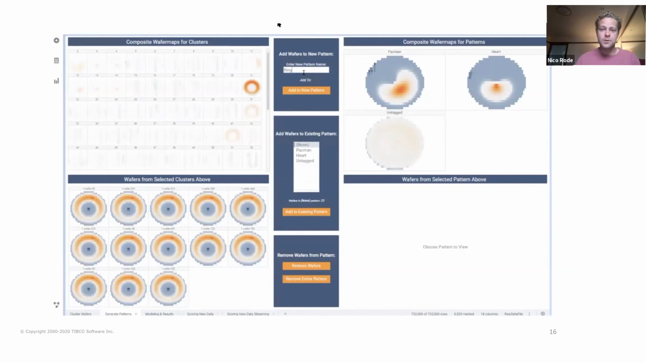So if you have 2 patterns, one is a ring and one is a scratch, you train 2 separate models to recognize those. And then you score all the wafers, and then you basically look at the confidence scores. So if a wafer has a high confidence for a ring and a high confidence for a scratch, we can be pretty sure that it has both patterns on it.